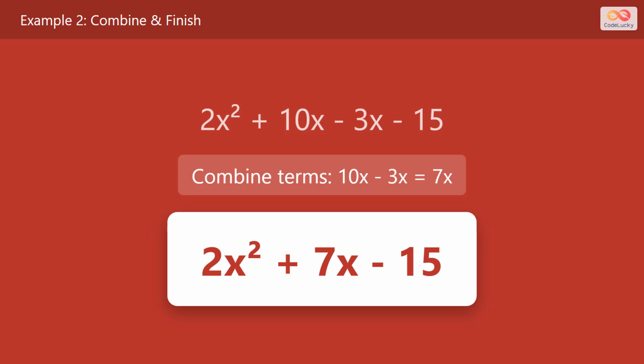Now we combine the middle terms. We have positive 10x and negative 3x. 10 minus 3 is 7, so we get positive 7x. The final answer is 2x squared plus 7x minus 15.